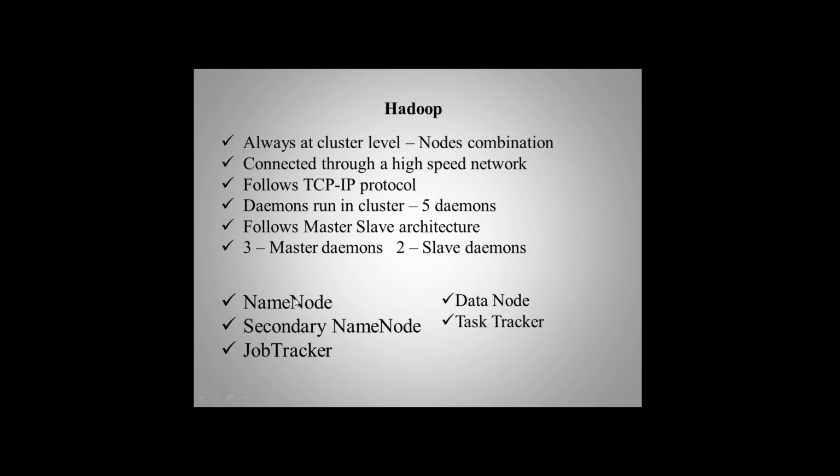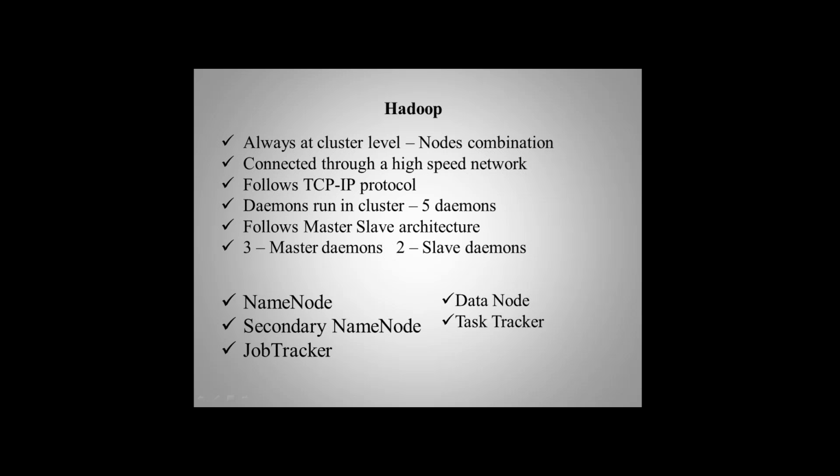And out of these 5 daemons, the daemons which have the suffix node, you can see name node, secondary name node, data node, these 3 are responsible for the storage. Simply, they are responsible for HDFS. These three are the HDFS daemons, and the daemons which have tracker as suffix, task tracker and job tracker, these two are meant for processing. So they are meant for simply MapReduce actions.